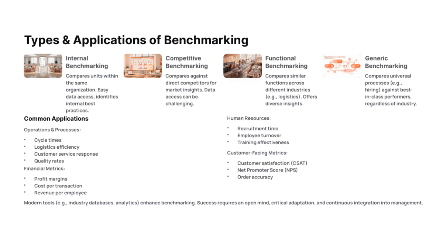Now, considering the applications of benchmarking, we have several types. Common applications involve comparing universal processes, like hearing, against the best-in-class performers, no matter their industry. This helps us adopt proven practices across the board. Generic benchmarking involves looking at similar functions across different industries, such as logistics. This broad perspective can provide us with diverse insights and innovative ideas.